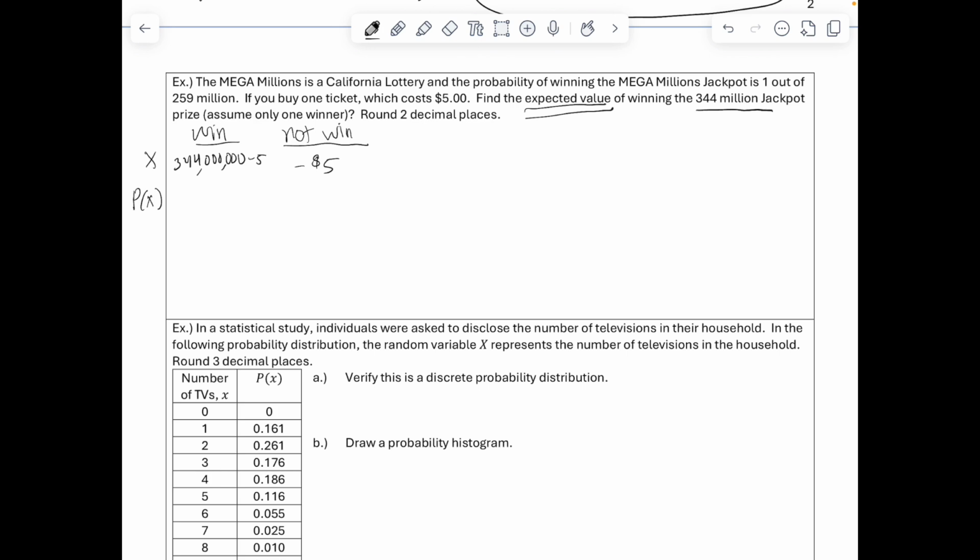So now we have to talk about the corresponding probabilities. It tells us that to win the jackpot, it's 1 out of 259 million. And again, million has 6 zeros. So then what's the probability of not winning? If you subtract 1 from the 259 million, you get 258,999,999 out of that same denominator, which is 259 million.